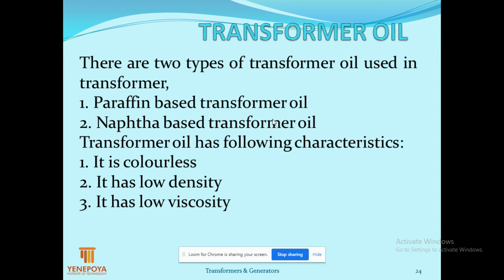It may be paraffin based oil or another based transformer oil, and it is colorless, low density and low viscosity. This type of oil is also used as insulation. One thing is for cooling, and also it works like an insulation between primary and secondary windings. Since, in a single cabinet, both primary and secondary windings are completely immersed in oil. When the winding heats up, it will be cooled by oil. When the oil heats up, it has to be cooled either by air or by water. It has to be cooled frequently.